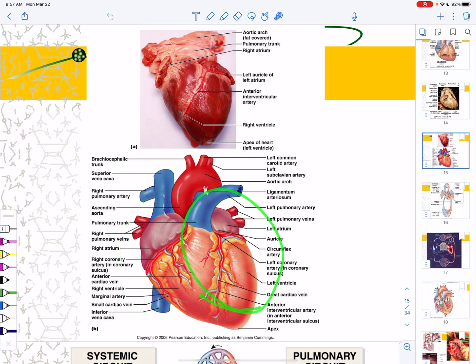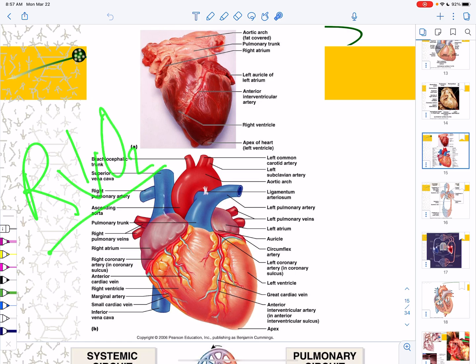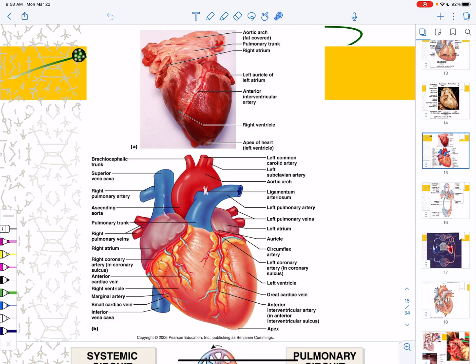The left side of the heart, we have pulmonary veins, which are red, being oxygenated. And we have the aorta oxygenated, okay? So the left side of the heart deals with oxygenated blood, and the right side of the heart deals with blood that is low in oxygen. And we say low in oxygen because it always has some.